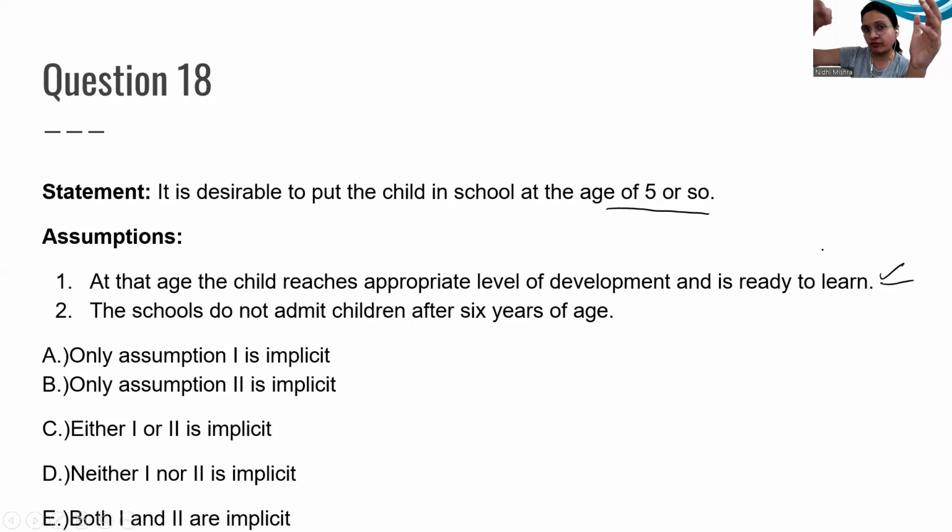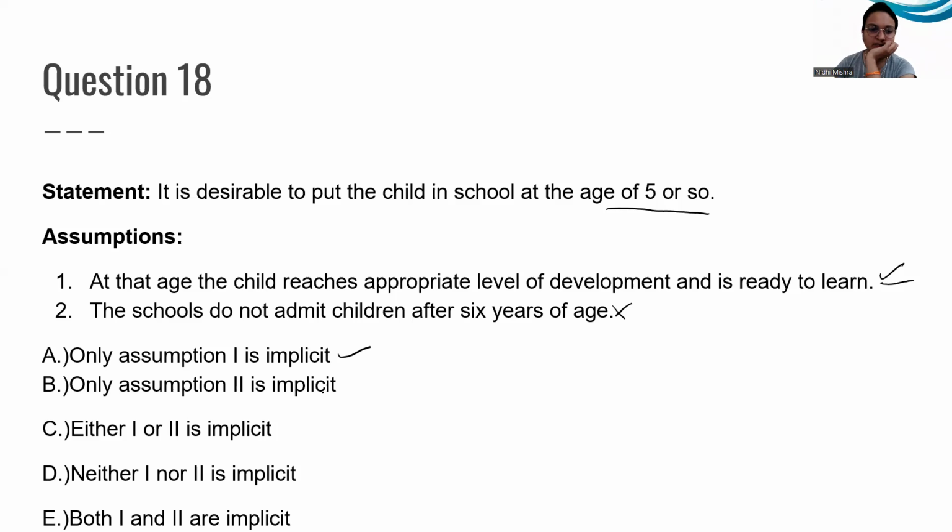That's why at the age of 5 only we are sending the children, not at the age of 1, 2, 3, 4. The schools don't admit children after 6 years of age. Here, nothing is written about the school and admission, so this is not implicit. Because some children get admitted later also. This is not correct. So only assumption one is implicit.